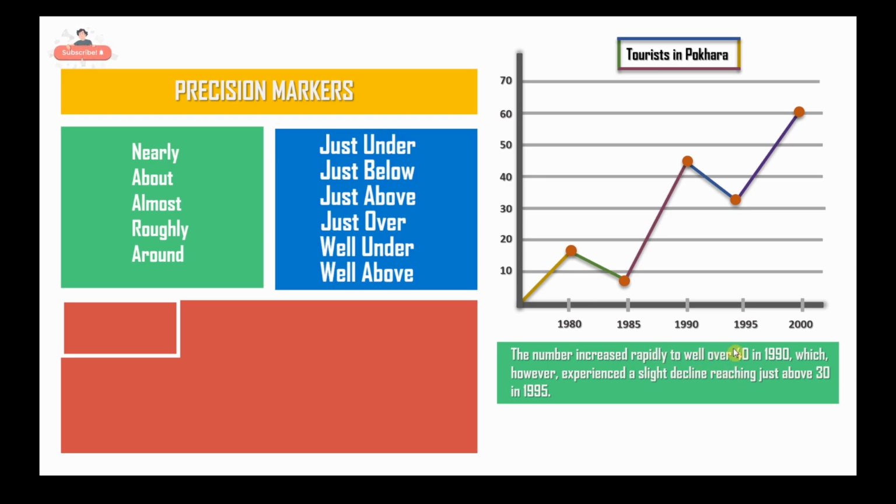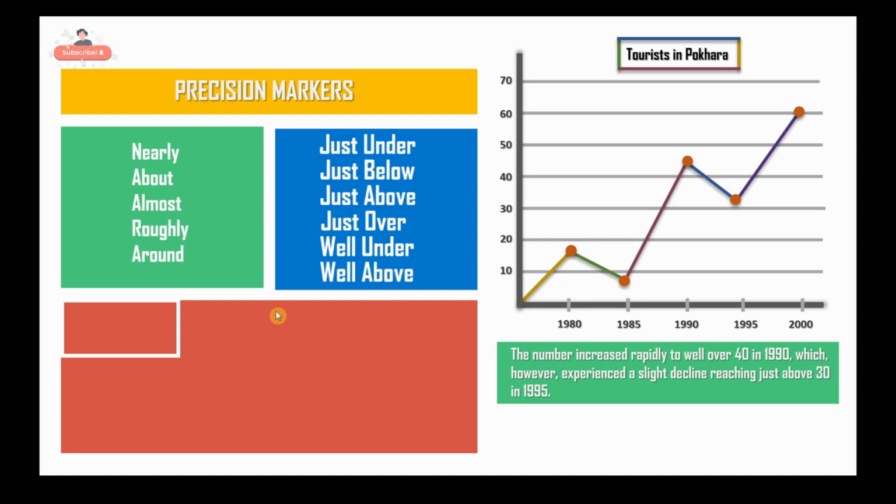I said well over 40, I didn't say well below 50, because the number has increased from 1985. So I'm explaining something that has increased. That's why I preferred using the word well over rather than just below. So that's the case here.